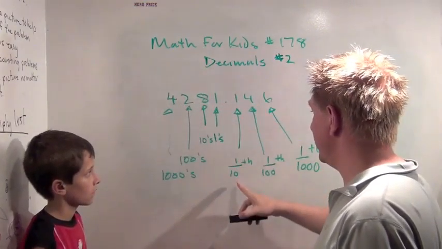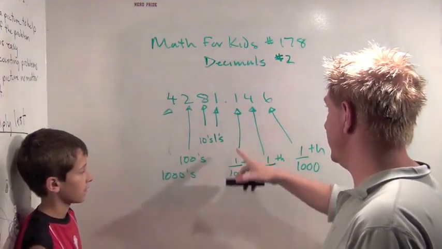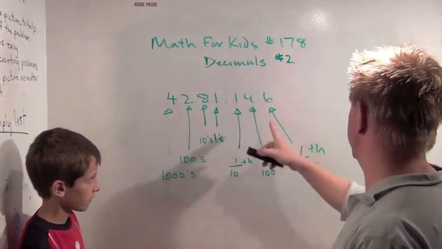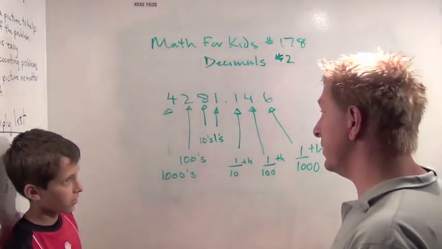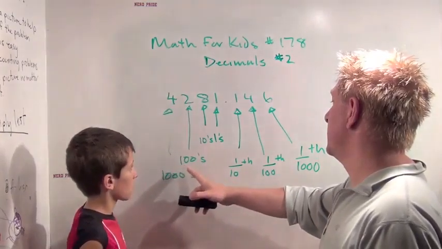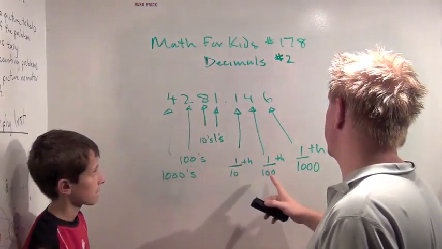plus 1 times 1 plus 1 times a tenth plus 4 times a hundredth plus 6 times a thousandth. Okay, so it just continues the pattern going 1,000, 100, 10, 1, 1/10, 1/100th, 1/1,000th.